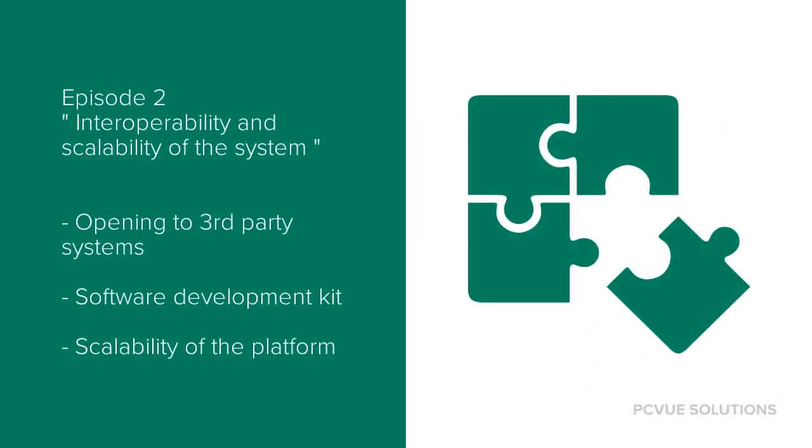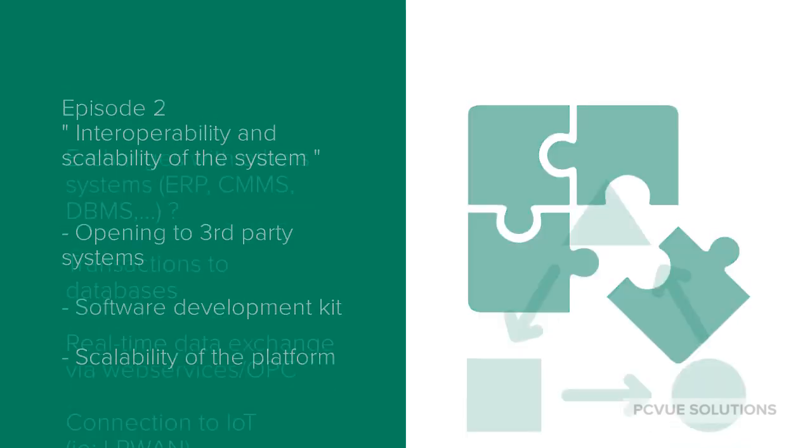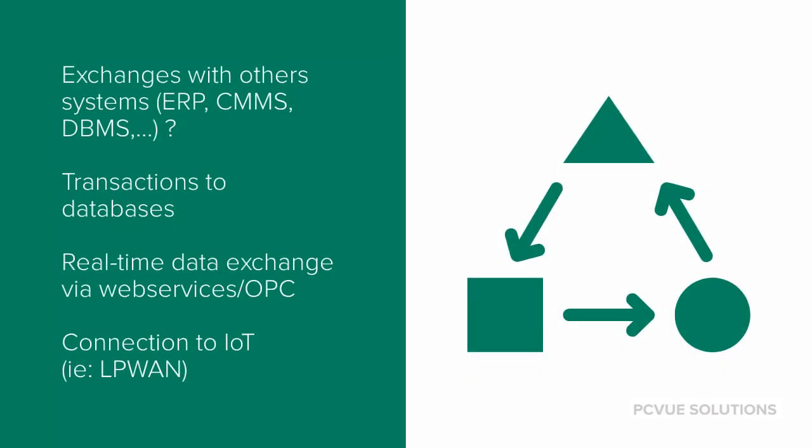It's therefore important to ensure that the platform you choose will be able to absorb these drifts without requiring frequent redesign and redevelopment of the application. The following criteria are certainly part of the key points to be considered: opening to third-party systems, software development kit, and scalability of the platform. Does the platform have open interfaces for exchanging data with other systems?